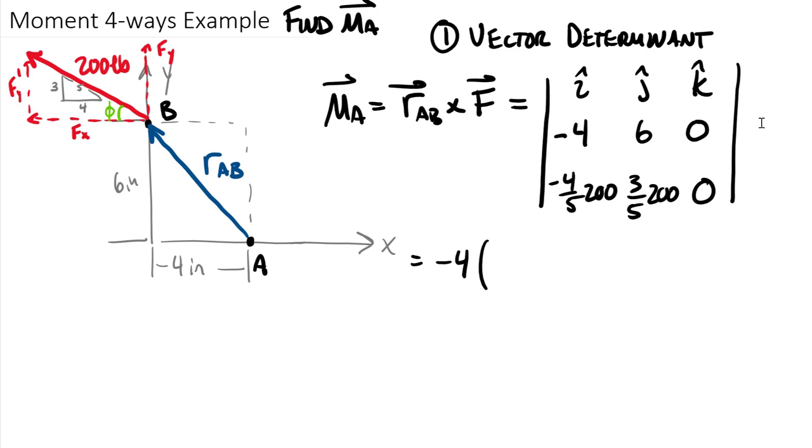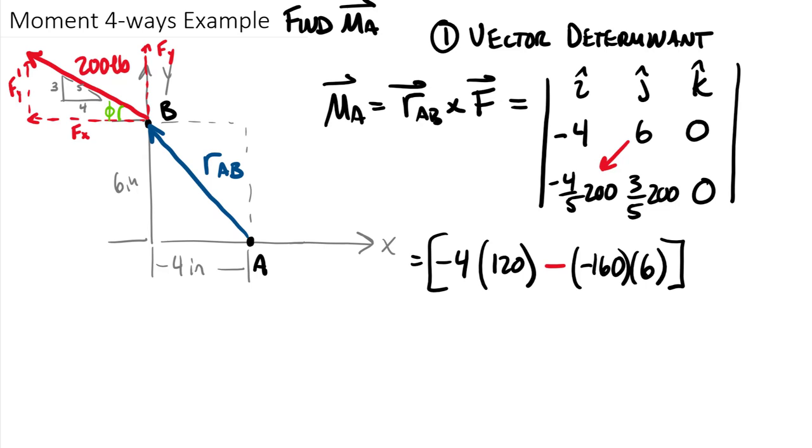But any way that you slice it to solve for this determinant, you're going to end up with a negative 4 times 3/5 times 200, which is 120. And then on the negative diagonal, talking about this diagonal right here, this is going to be negative times the terms on that cross, and that will be 4/5 of 200, which is minus 160 times that 6. Okay, and this entire thing is times k hat.